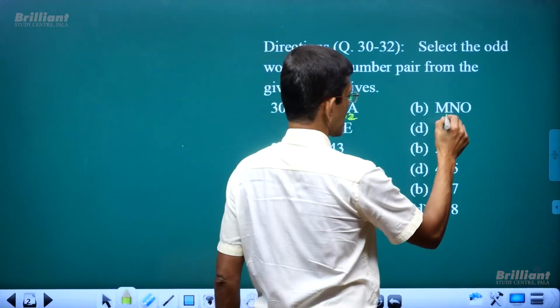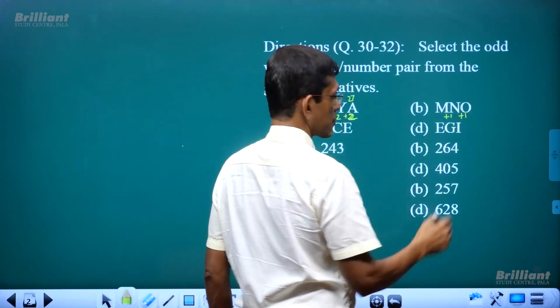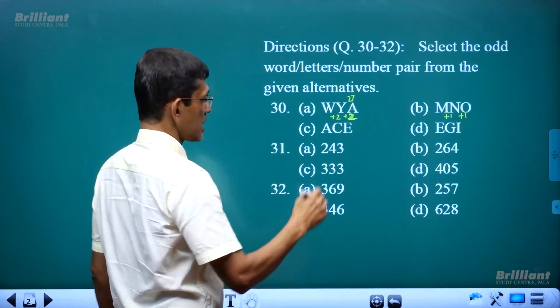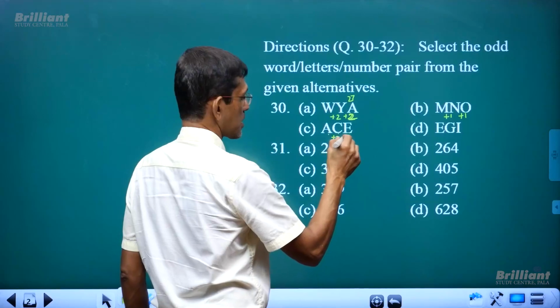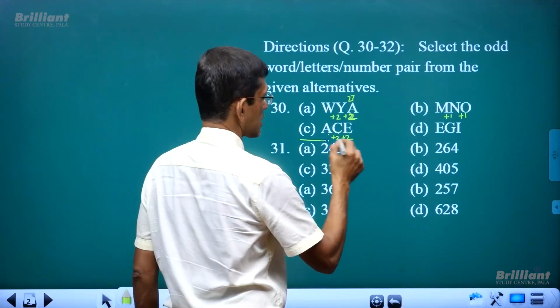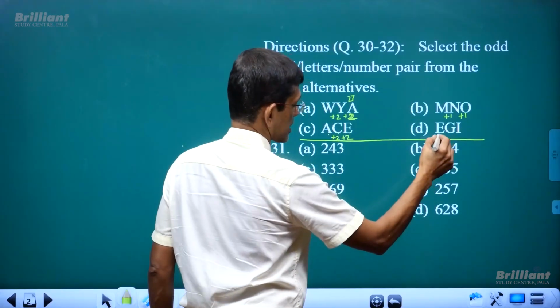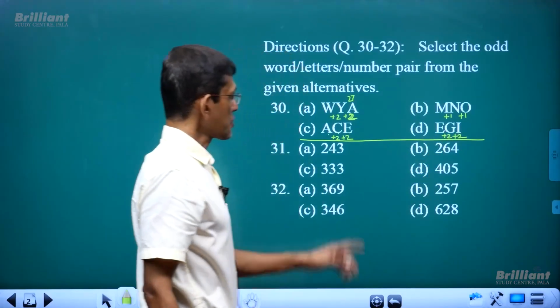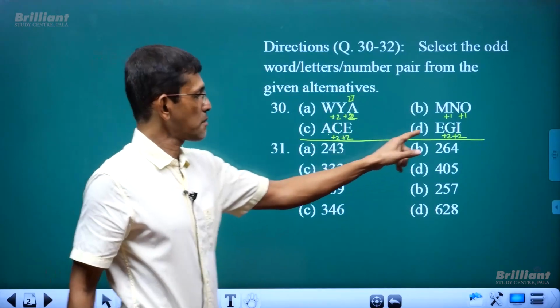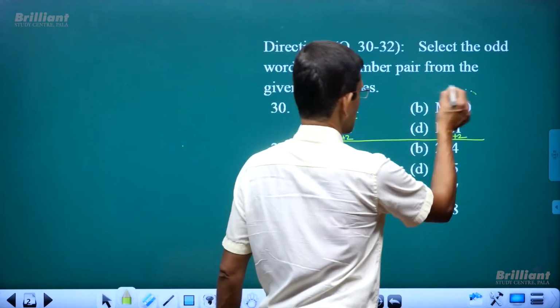M plus 1 is N, N plus 1 is O. And A, C, E, 1, 3, 5. So plus 2 is the difference. And E-G-I, E is 5, so G is 7, so again plus 2 is the difference. So plus 2, plus 2, plus 2, plus 2, plus 2, plus 2. Which one is different? M and O.